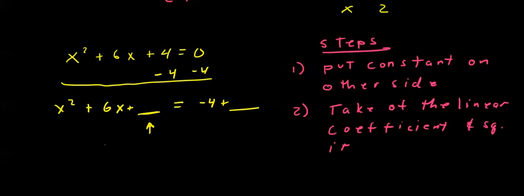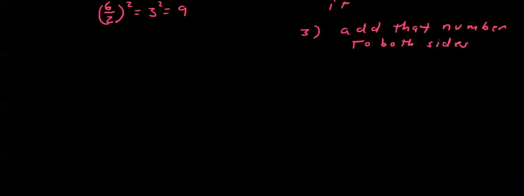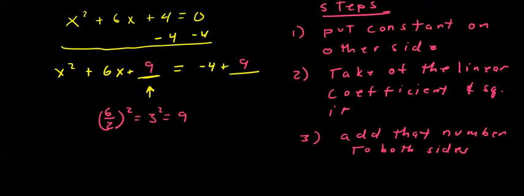I'm losing my problem too. So, 6 divided by 2, squared, 3 squared equals 9. I add 9 to both sides. Add that number to both sides. This is really finicky today.